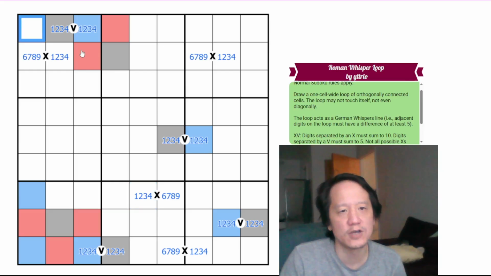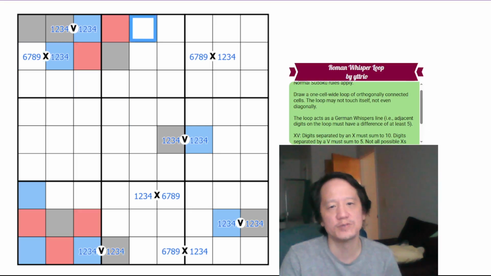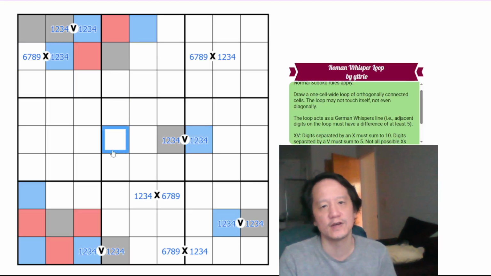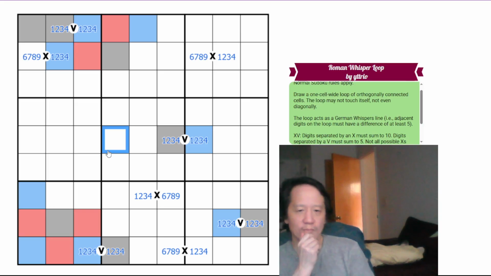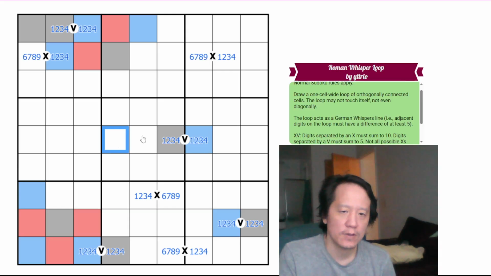How about this cell? Can this ever be on the loop? It can't enter and then exit again. So no, this cannot be on the loop. So it cannot go this way. So it cannot avoid this being on the loop. So this must be on the loop too. We don't know if it goes this way or if it goes this way though. So this must continue on this way. So that's fine there. Either of these could be on the loop.